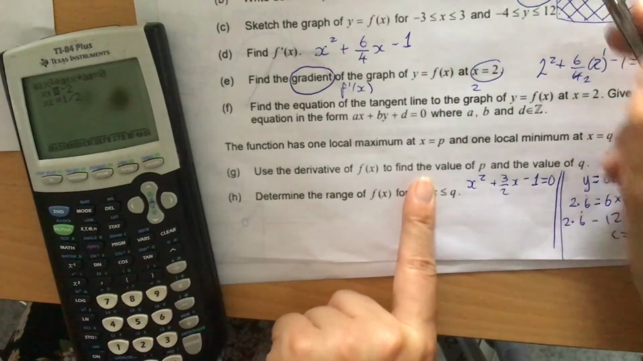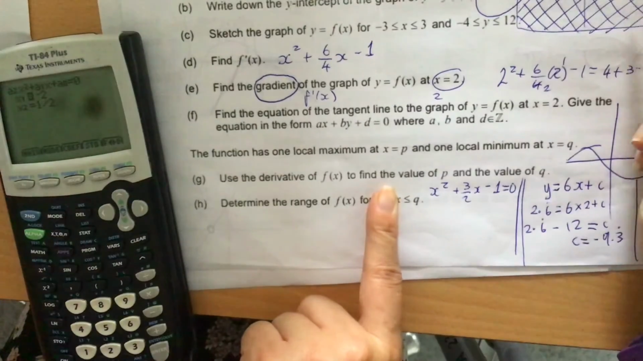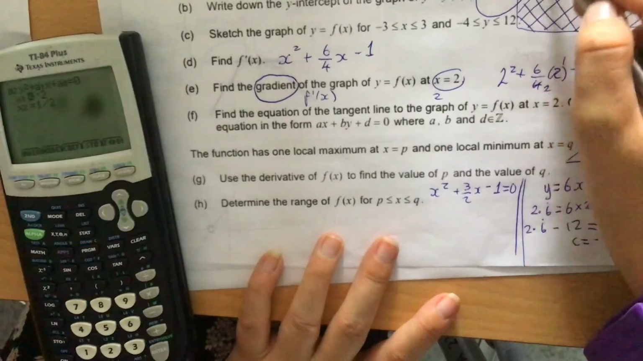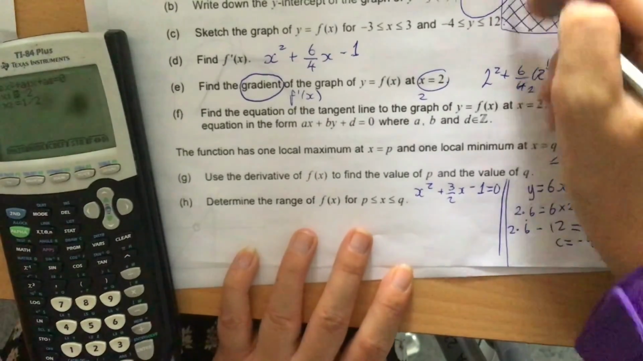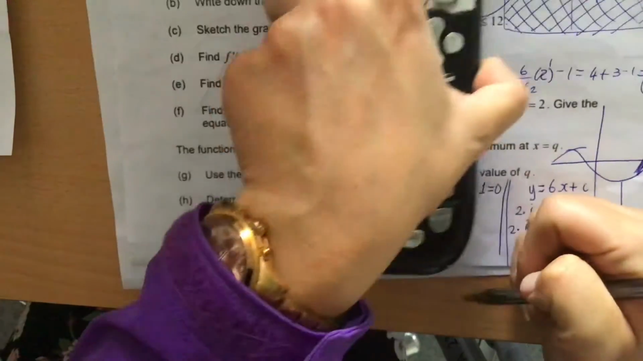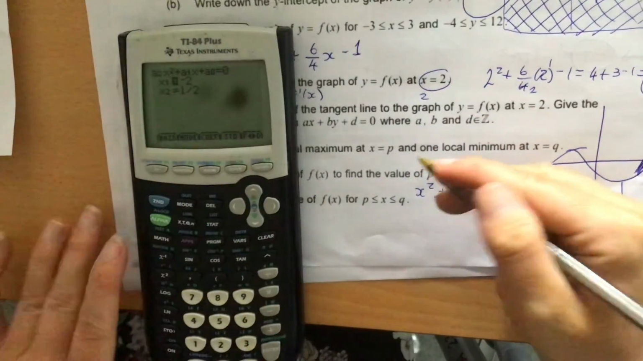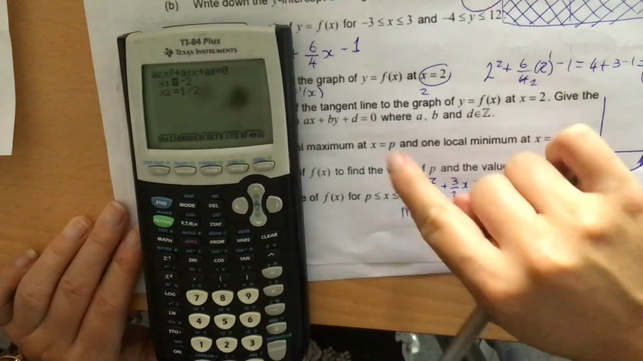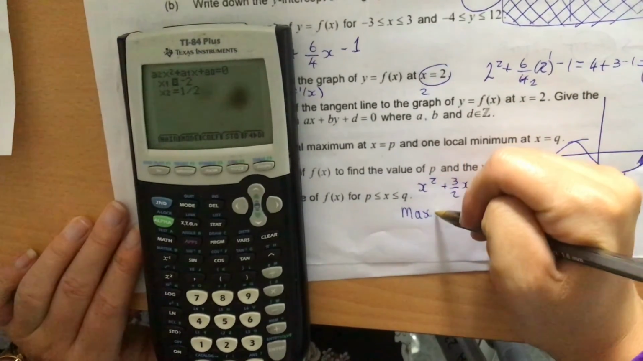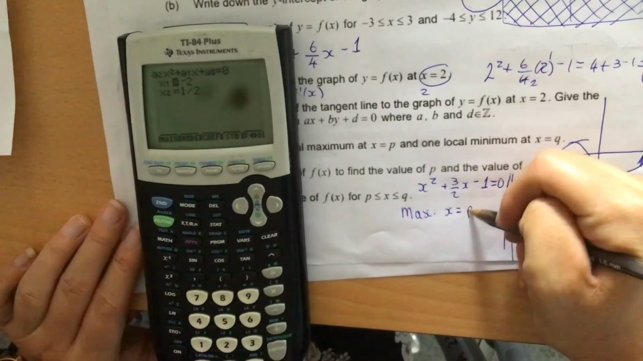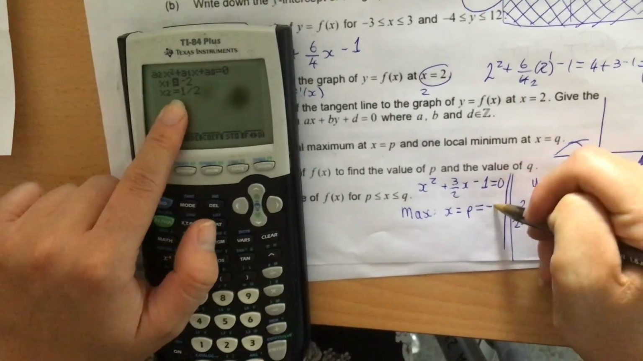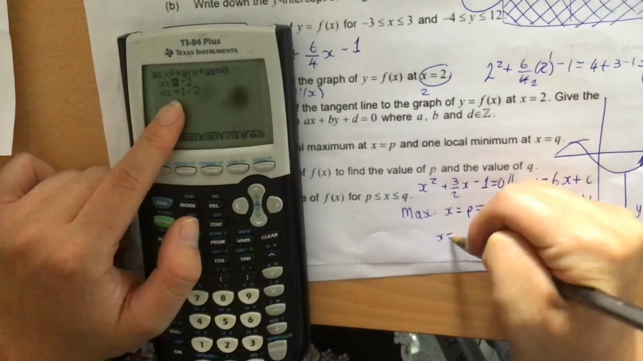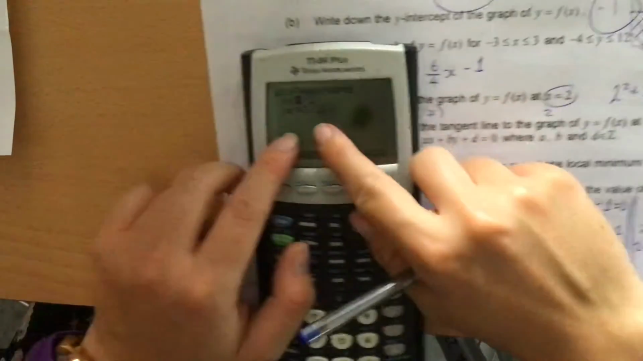Because we can tell from the maximum and the minimum, we're going to have two x values. The maximum x value is going to be the smaller number. So using this calculator, we're going to say that the max value, which occurs at x equals p, is equal to minus 2 because it's the smallest value. And then the min, where we've got x equals q, is at the other value, which is 1/2.